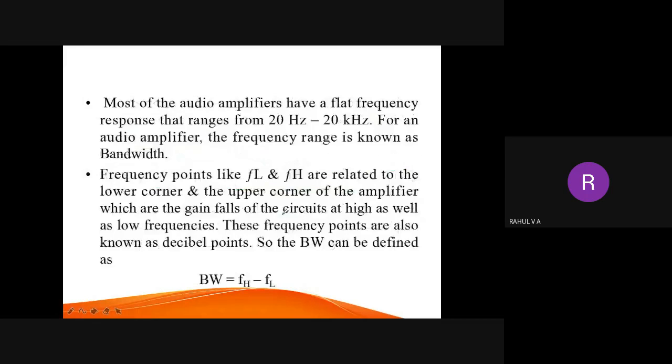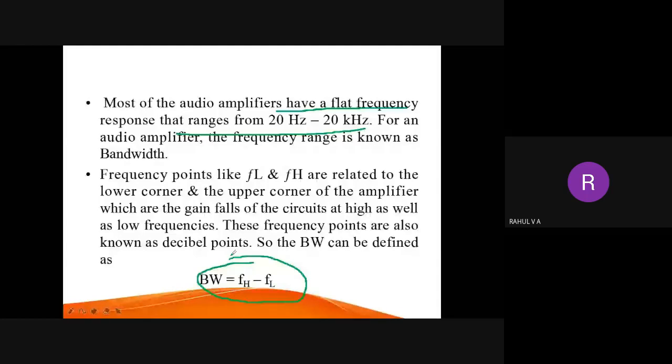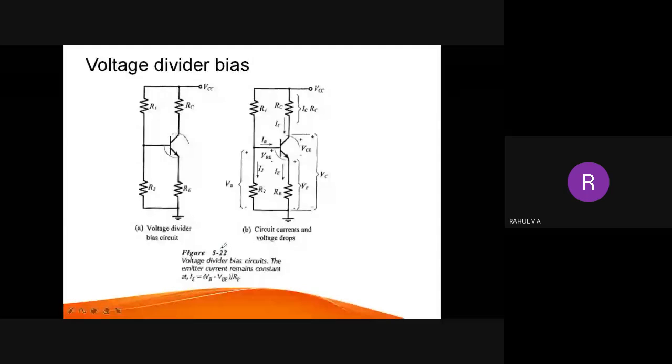So most of the audio amplifiers have a flat frequency response ranging from 20 Hz to 20 kHz. That is the audible range for a human being, 20 Hz to 20 kHz. So all amplifiers will be designed for this frequency range. So bandwidth is the difference between FH and FL. That frequency point FL and FH are related to the lower corner and upper corner of the amplifier, which are the gain falling points at high as well as low frequency. So bandwidth BW is equal to FH minus FL. Okay, that's about this amplifier.